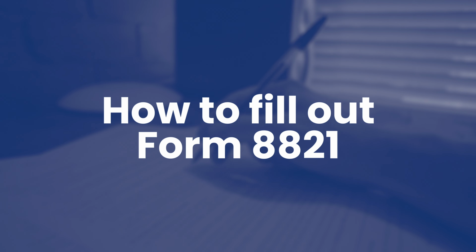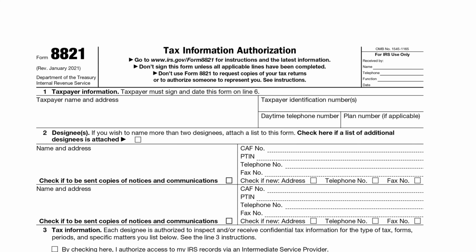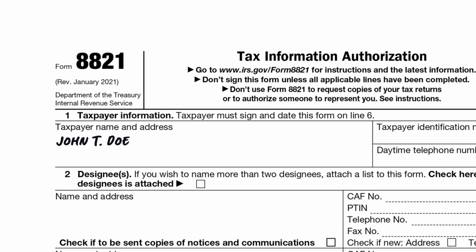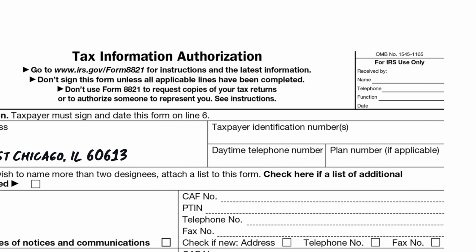Next, let's talk about completing and filing Form 8821 and the process involved in doing that. It's pretty straightforward, and here's how it works. First, you'll need your client's basic information, including their full name and physical address, their taxpayer identification number, which can be a social security number or an EIN, and their phone number.